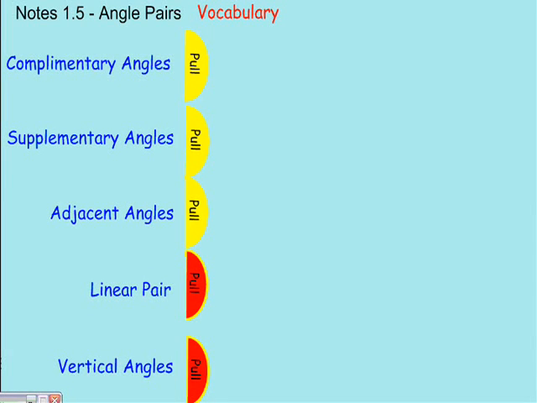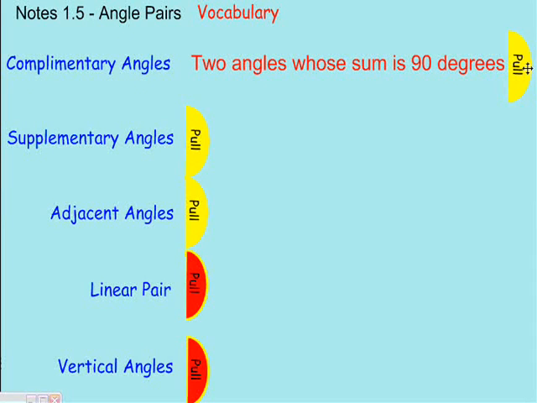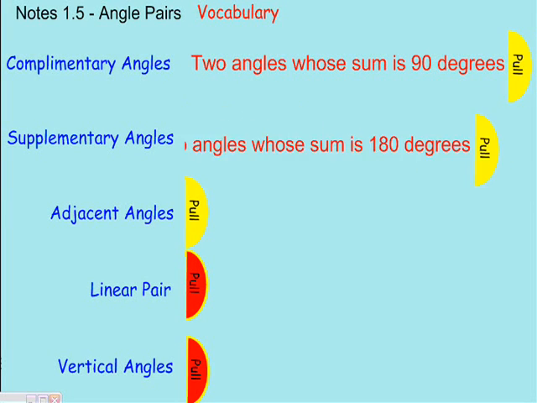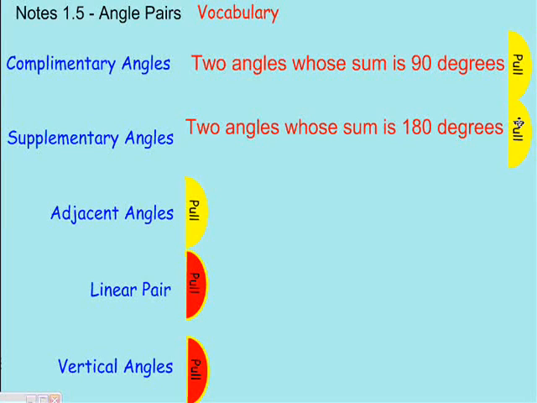Welcome to Notes 1.5. Today we're going to be talking a whole lot about angles. And we're going to start once again with vocabulary. So we've got complementary angles, which I'm sure you already know are two angles whose sum is 90 degrees. And then we have supplementary angles, which are two angles whose sum is 180 degrees.